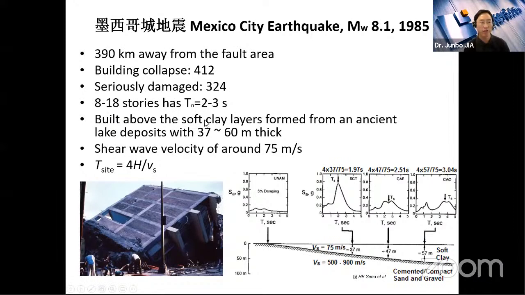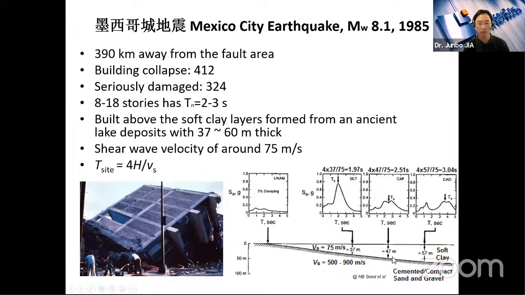18 stories high. If you have a similar or very simple formula to correlate the eigen period, or the natural period, of those buildings, they typically have a natural period between 2 to 3 seconds. Then we look at the geotechnical conditions. Mexico City is built above soft clay layers formed from ancient lake deposits, with a thickness of between 37 meters and 57 meters.